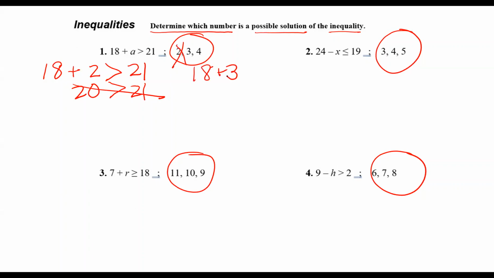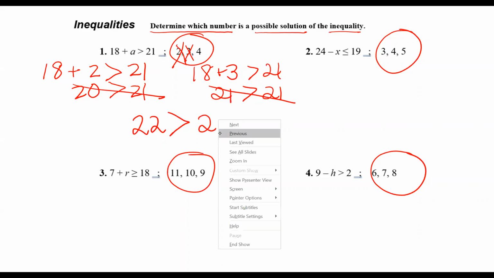18 plus 3 we know is 21. But is 21 greater than 21? No, it's not. It's greater than or equal to. So if that was a greater than or equal to sign, it would have worked out. So now we know that 4 is going to work, because 18 plus 4 is 22, and 22 is greater than 21. So our solution is, whoops.